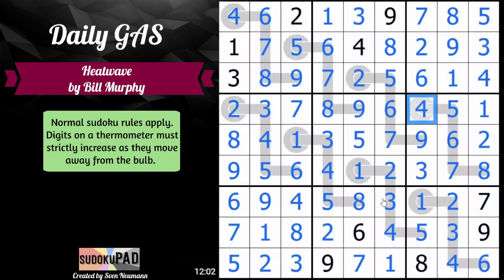Pretty good time. I like the kind of pattern that we were getting, and I was going to start pencil marking, then I noticed how isolated this bulb was and how it could only be one value, and that just kind of gave me everything.